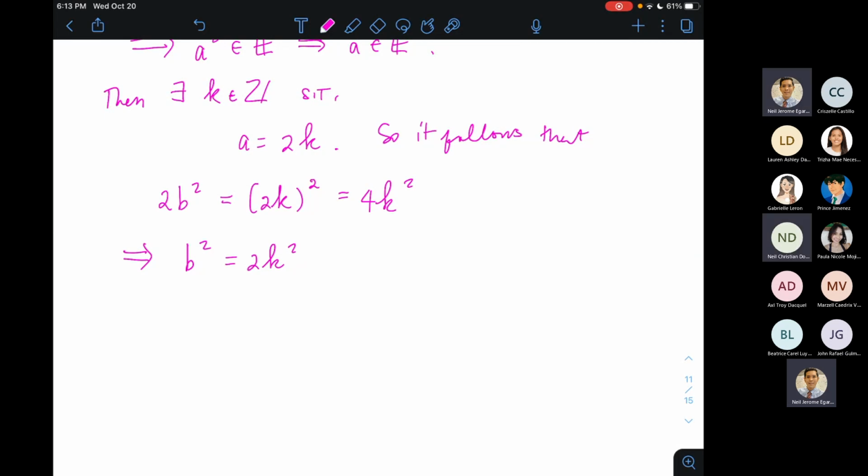Sir, pwede na po masabi na si B ay even, B squared ay even rin po. Tapos, yung B po is even rin po. Tapos may contradiction. Okay, thank you, Neil. Yeah, that's right. Si B squared ay 2k squared. So ibig sabihin si B squared dapat even. So by the previous result, the same as what we applied to A, masasabi natin si B ay even din. And I will claim there is a contradiction here.